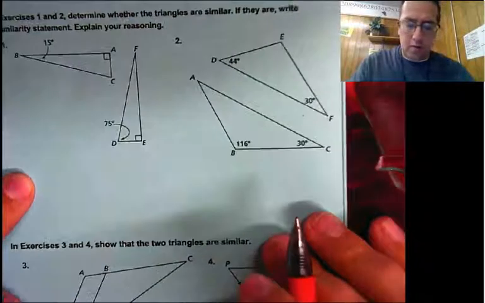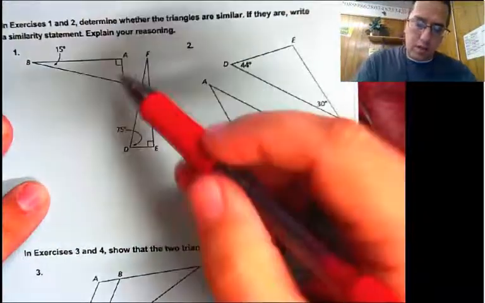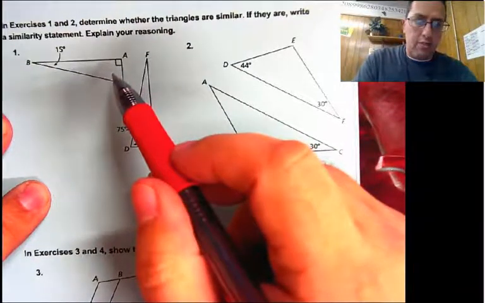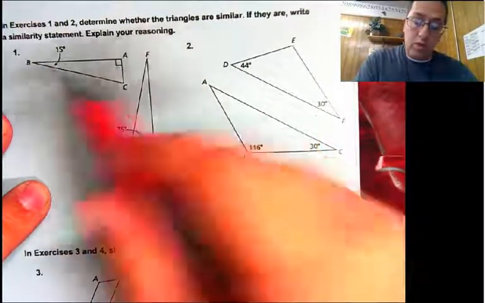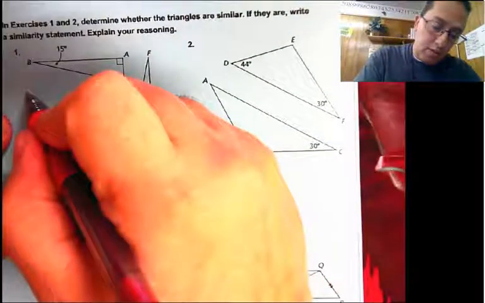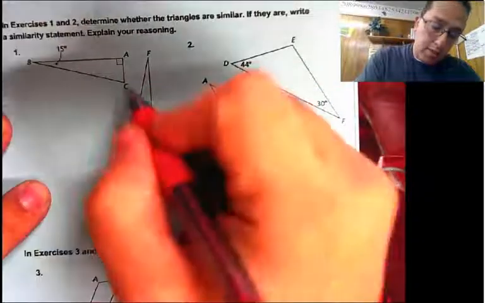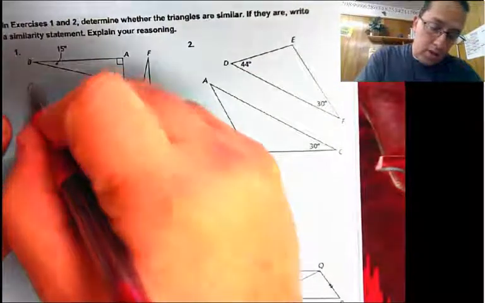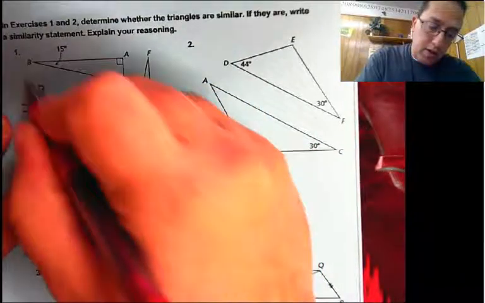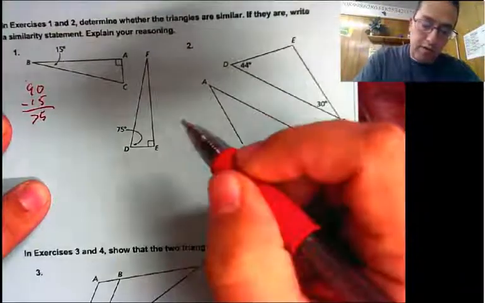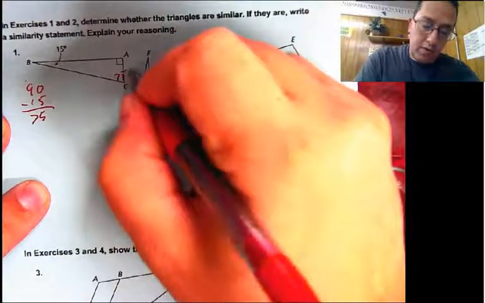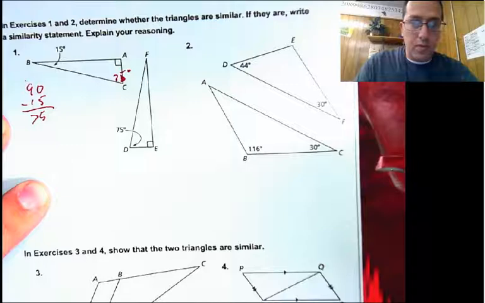So we're just going to find one of them. It doesn't matter which one we have. This is a right triangle, and I know that the angles of a triangle add up to 180. It's a right triangle, which means the acute angles are going to be complementary. So I can find the measure of angle C. I can just do 90 minus 15, and that is 75. So the measure of angle C is 75 degrees, right?